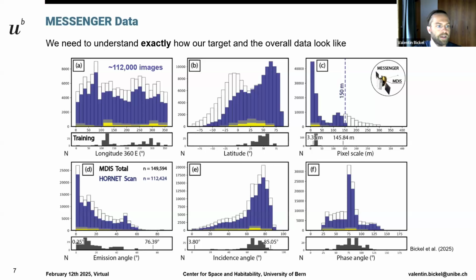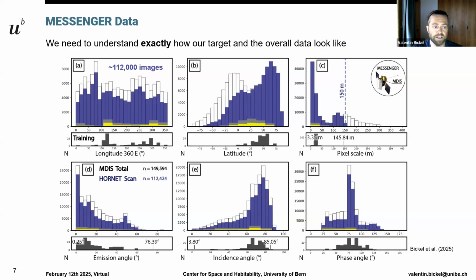For example, in the top left, in A, we have the image center longitude going all the way from 0 to 360, one full circle around the globe. In B, we have image center latitude going all the way from -90, the South Pole, to +90° at the North Pole. In C, we have pixel scale going from something like 3 meters all the way to 150.